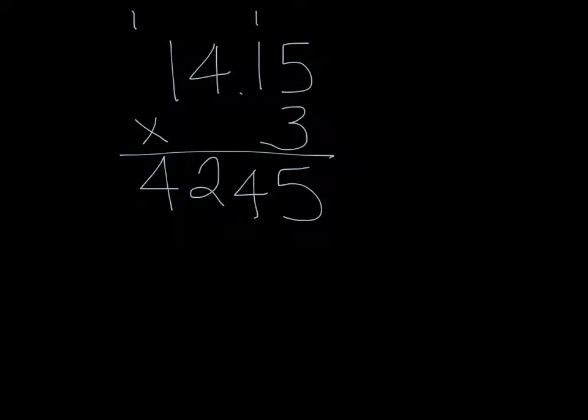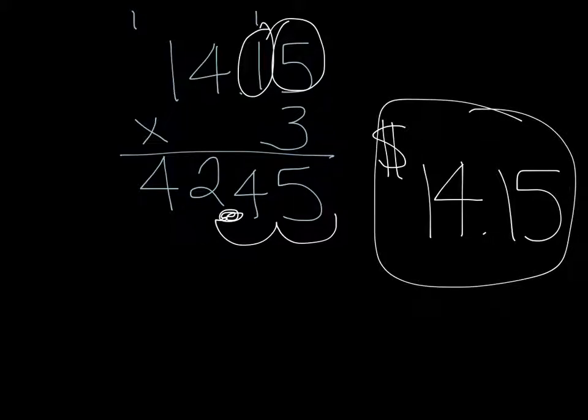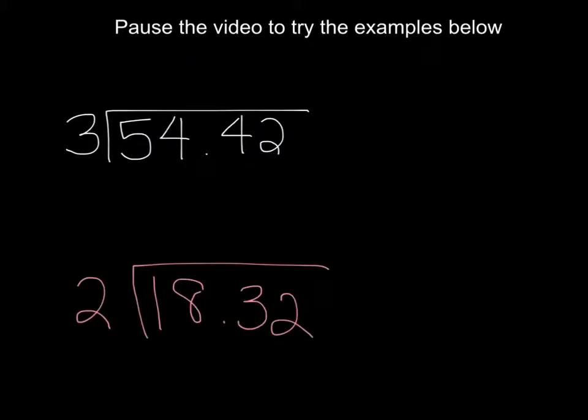And we know the rules with decimals. In multiplying, you move the decimal the number of places behind the decimal point. So my answer is 42.45, which is the original number that we got. So that means that our answer of 14.15 is true and it checks out. Pause the video to try the examples below.